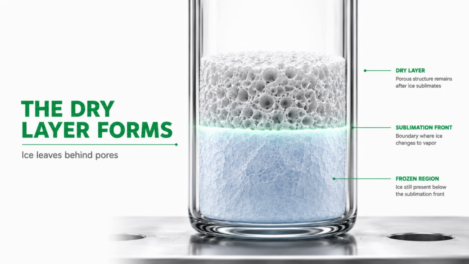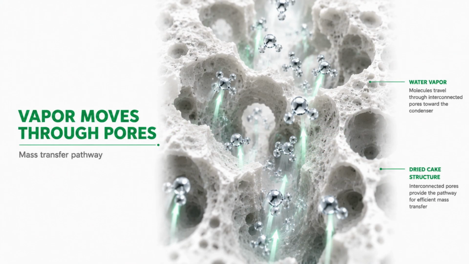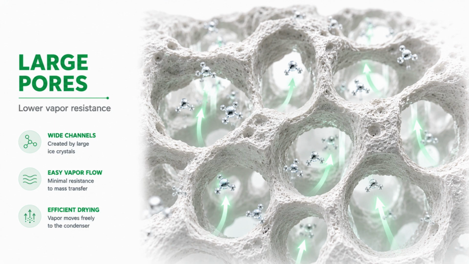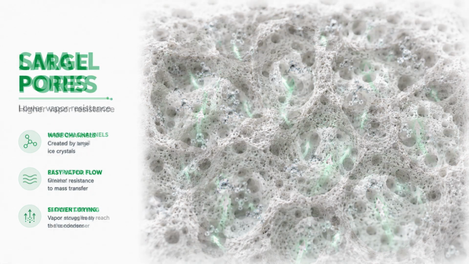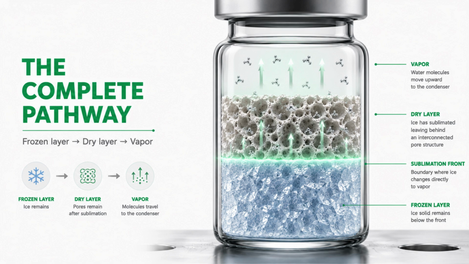As ice disappears, it leaves behind a porous, dry layer. The boundary between the frozen region and the dried cake is called the sublimation front, where sublimation is actively taking place. Water vapor travels through these tiny pores and exits the vial. Larger pores allow vapor to escape more easily, while smaller pores increase resistance and slow the drying process.